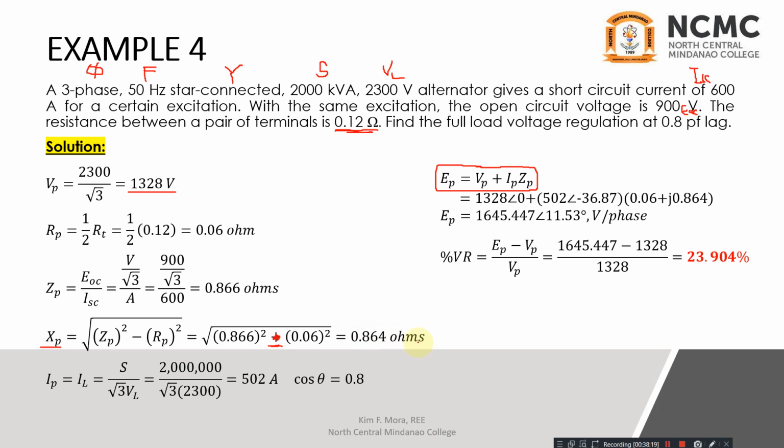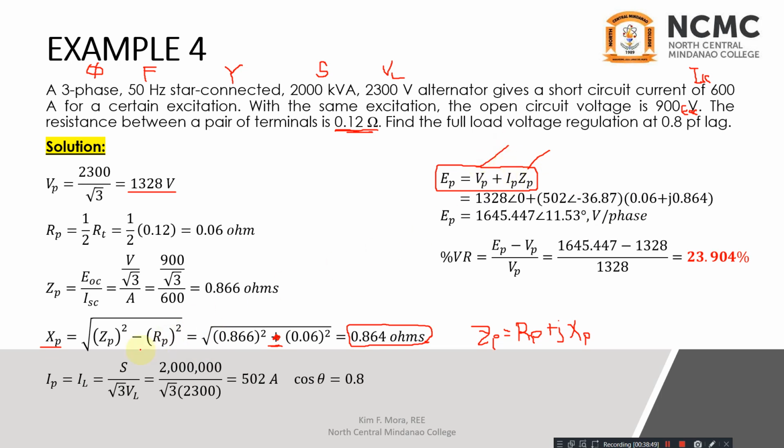So from that, XP will be used in ZP. ZP is equal to RP, the resistance per phase, plus j times the reactance per phase. That is where it is used. So we now have ZP and we have VP, so what we will solve is IP.